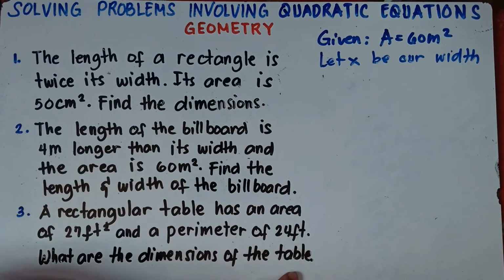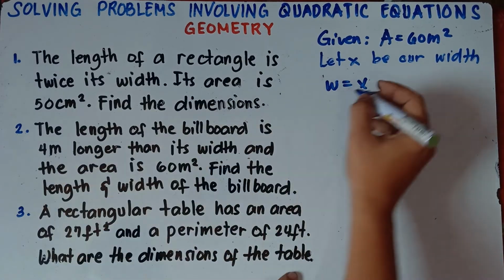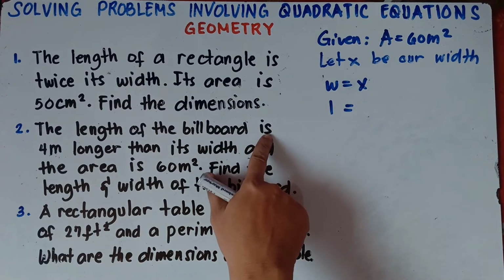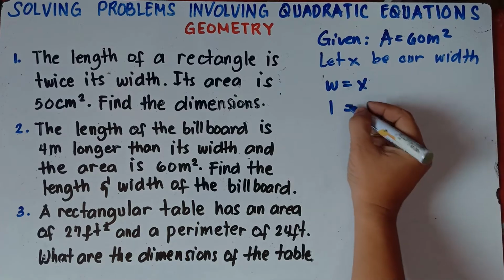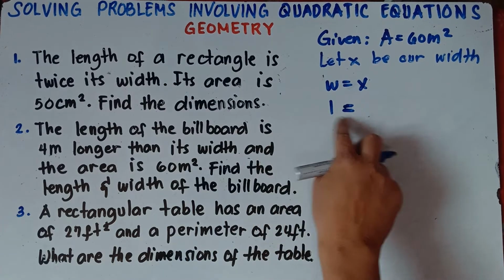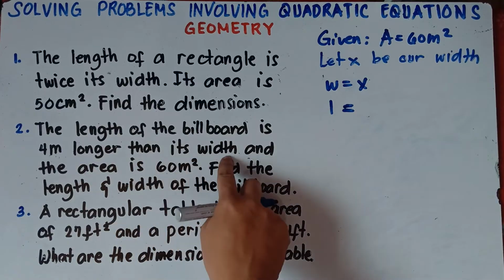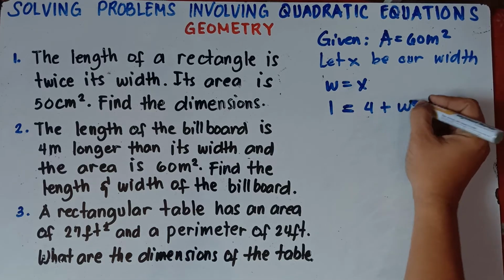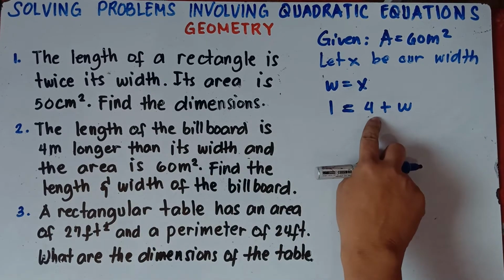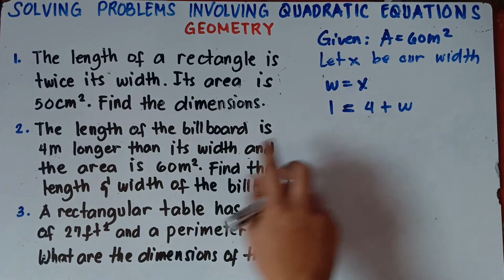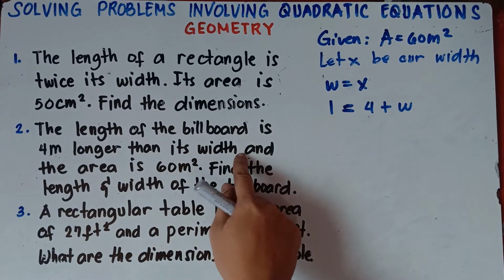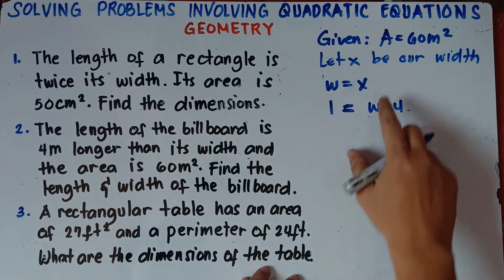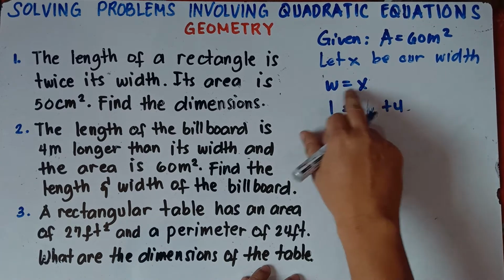So we let w equals x and our length. Our length, it says that the length of the billboard is, so is there, class, it means equals, 4 meters longer than its width. So the word longer there, it means plus, 4 meters longer than its width. But actually, class, in algebra, if it says 4 meters longer than its width, it's actually reverse, class. That would be w plus 4 or x plus 4, since we let our width be x.